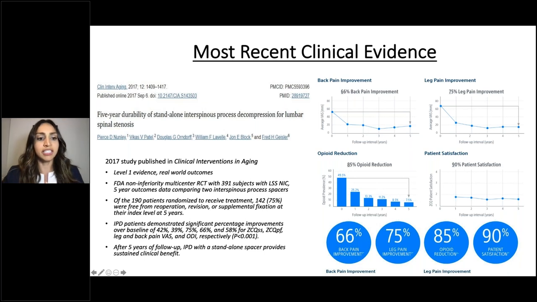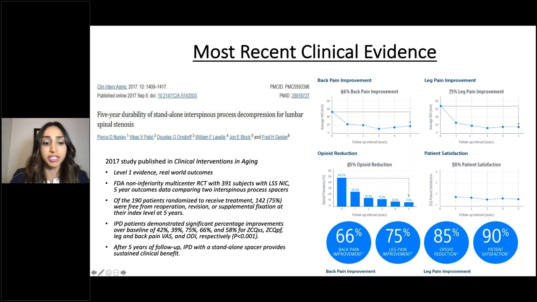So in 2017, there was a study published in the Journal of Clinical Interventions in Aging. This was level one evidence with real-world outcomes. It was an FDA non-inferiority multi-center randomized controlled trial with 391 subjects with lumbar spinal stenosis and neurogenic claudication. This looked at 5-year outcome data and compared two interspinous process spacers. Of the 190 patients randomized to receive the treatment, 75% of them were free from reoperation, revision, or supplemental fixation at their index level at 5 years.